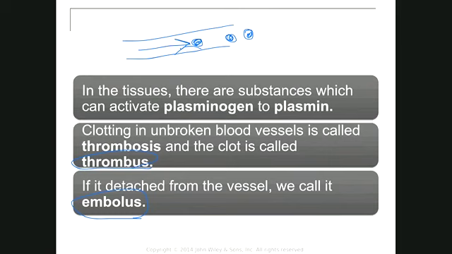This embolus is very dangerous for us because it can block the small blood vessels. If it blocks the blood flow in our brain, in our kidney, in our heart, it can cause a stroke, kidney failure, or heart attack. So it's very dangerous. Sometimes it happens in our lungs and we call it pulmonary embolism. And this pulmonary embolism can cause different types of heart failure, and it can cause death.